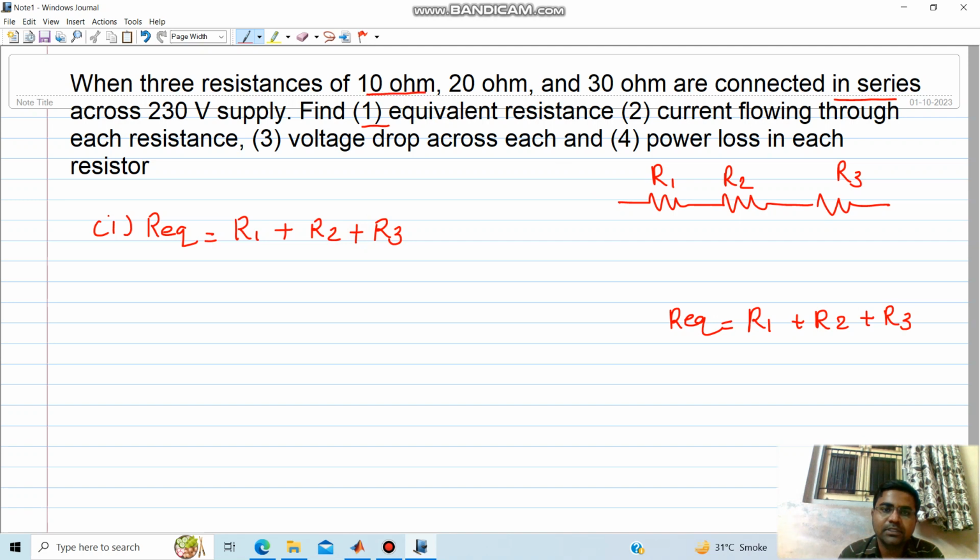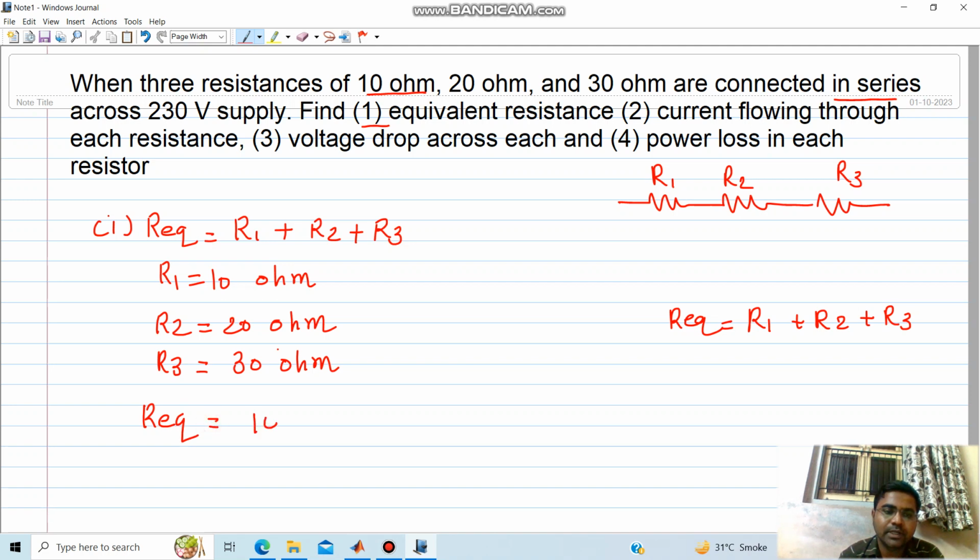Now the first resistance is 10 ohm, so R1 is 10 ohm, R2 is 20 ohm and R3 is 30 ohm. If you substitute R1, R2, R3 in this equation, the equivalent resistance is nothing but 10 plus 20 plus 30, which is equal to 60 ohm. Very easy, right? Now the second question is what will be the current flowing through each resistance.